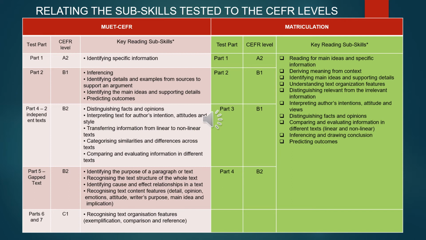For part 4, 2 independent tests, the key reading sub-skills are: first, distinguishing facts and opinions, interpreting text for author's intention, attitude, and style. Next, transferring information from linear to non-linear text. Next, categorizing similarities and differences across text. And lastly, comparing and evaluating information in different texts.